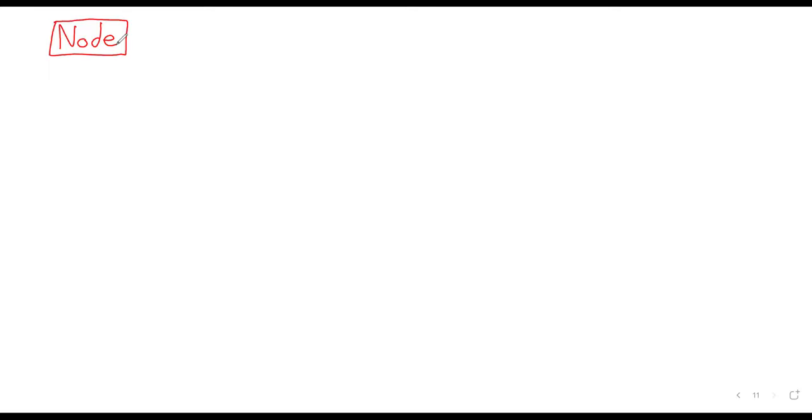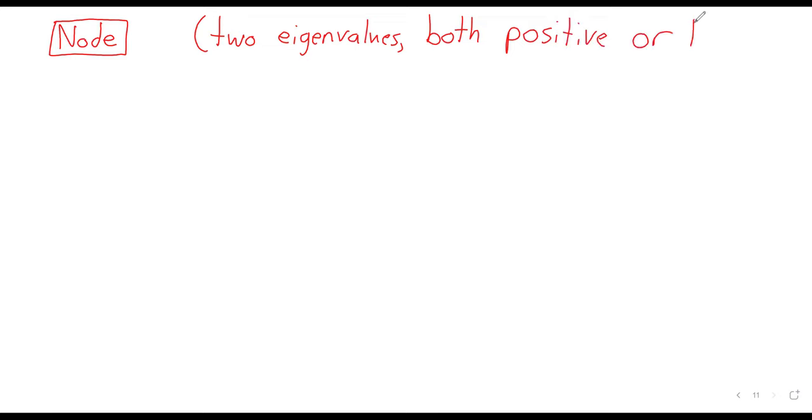So the next case we'll consider is where the origin is what's called a node. And in this case, we have two eigenvalues, of which, nope, that would be a saddle. And these eigenvalues are either both positive or both negative.